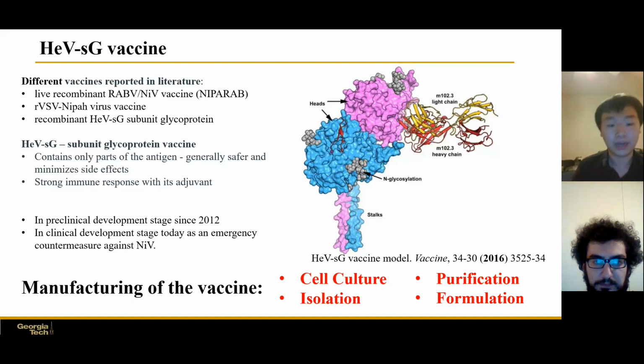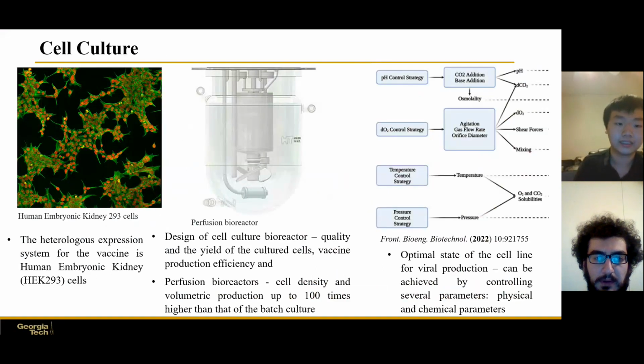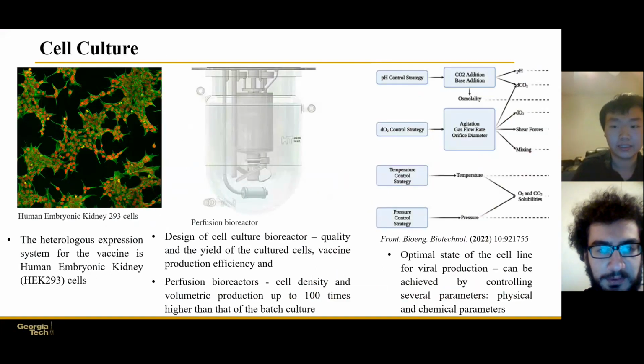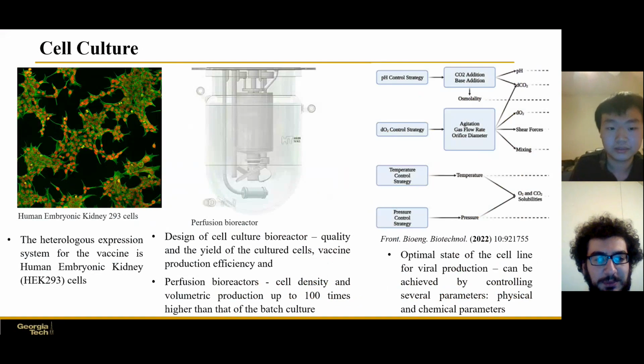And for the manufacturing of the vaccine, we decided on 4 main factors of manufacturing, which are the cell culture, the purification of the cells, the isolation, and the formulation of the vaccines. So now I will talk to you about each step of the manufacturing process separately.